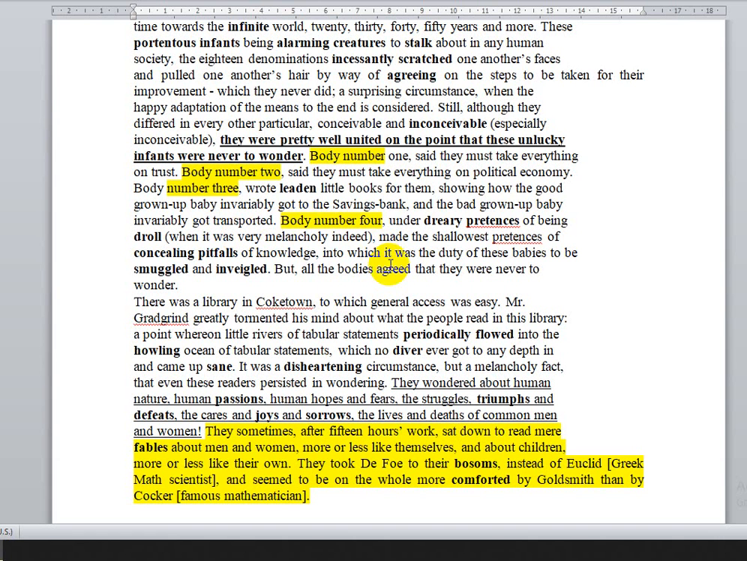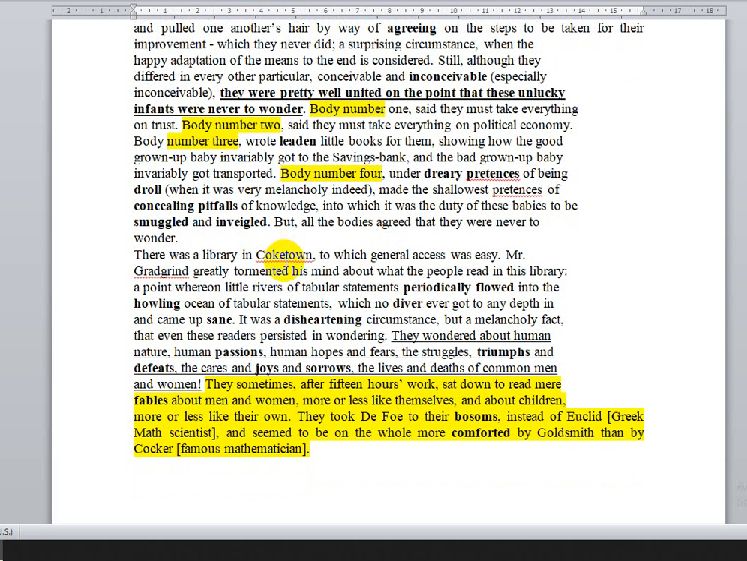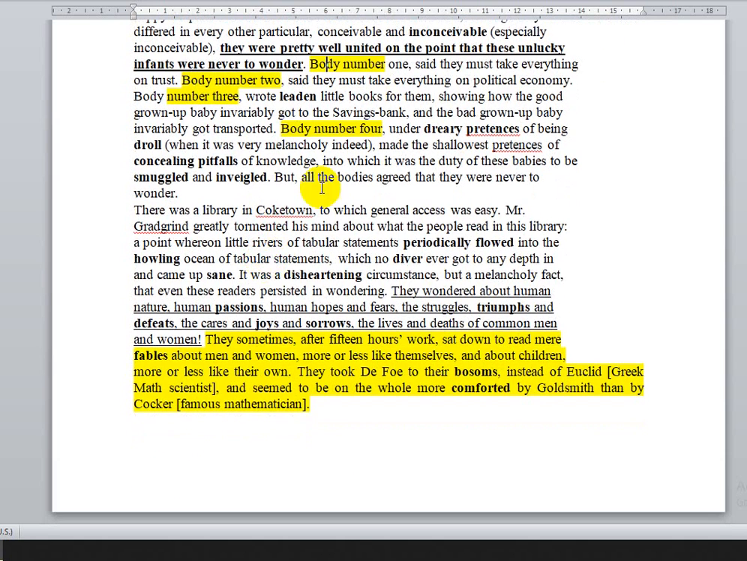Number 4, under very pretense of being droll when it was very melancholy indeed, made the shallowest pretenses of cancelling pitfalls of knowledge, into which it was the duty of these babies to be smuggled or inveigled, but all the bodies agreed that they were never to wander. The rule they follow is that we are not allowed to wander. This is what students should work on.